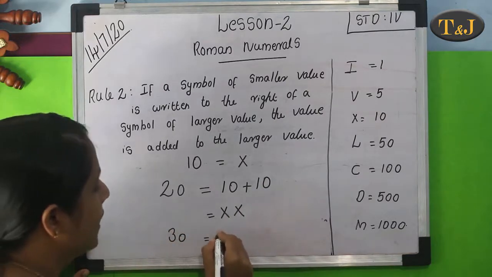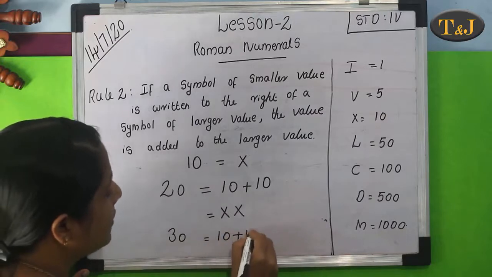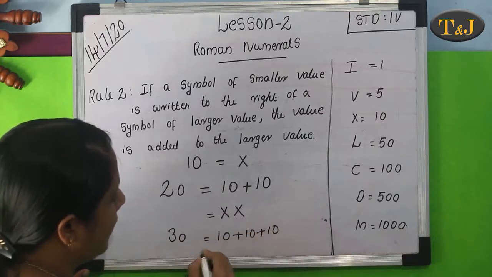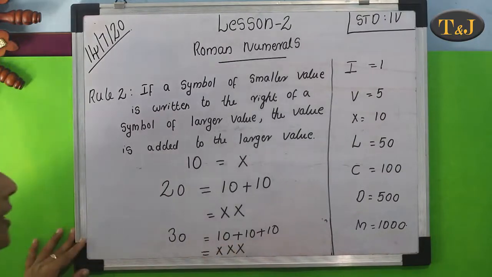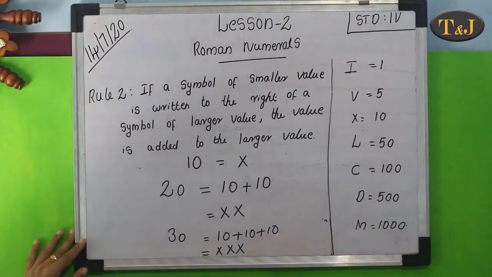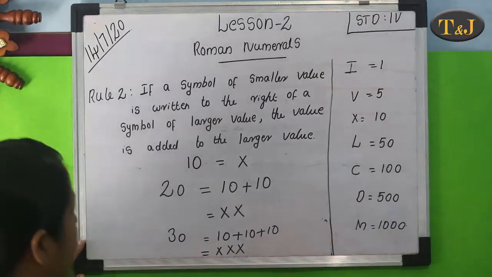30 equals 10 plus 10 plus 10, that is X plus X plus X. How many X? XXX equals 30, XX equals 20 and X equals 10. Then the Roman symbol X can be repeated up to 3 times. So XXX equals 30. Next example.